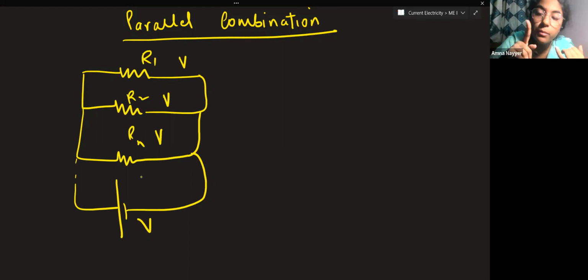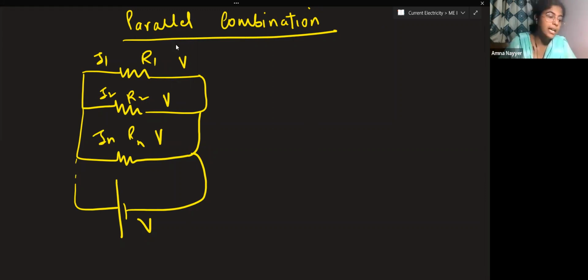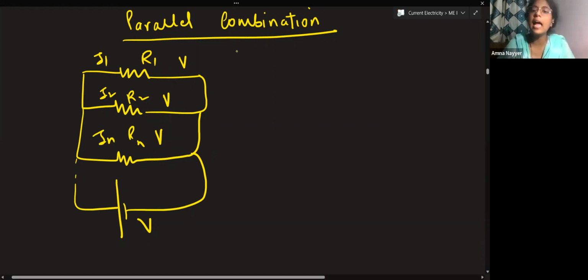Now what happens to the current? In parallel combination, you are able to notice branching. At the junctions, you are able to see wires getting divided. This junction, every junction. Since it is getting divided, current will also be different. I1 will be the current flowing in this wire. I2 will be the current flowing in this wire. IN will be the current flowing in this wire. So this time, instead of adding all the voltages together, I'll add all the currents together. That will be I1 plus I2 plus up till IN.